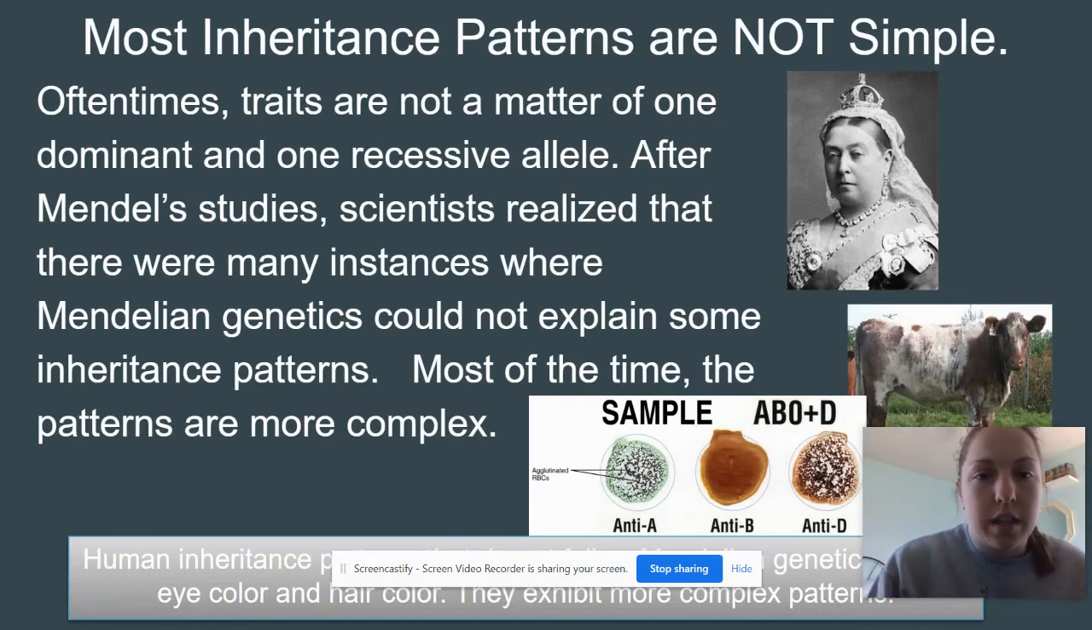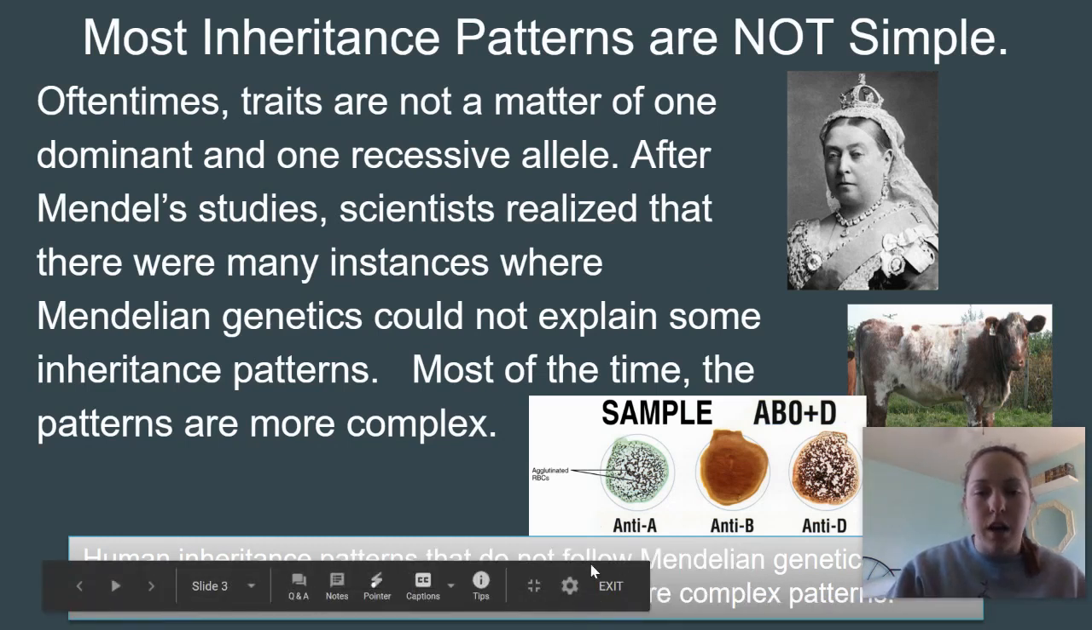But this is really not the case. Oftentimes traits are not a matter of dominant and recessive alleles. After Mendel's studies, scientists realized that there were many instances where Mendelian genetics could not explain inheritance patterns, and most of the time the patterns were more complex. A good example, and we'll get into this later in the week, is blood typing. Blood typing is what's called codominance. So we're going to get into things like that.